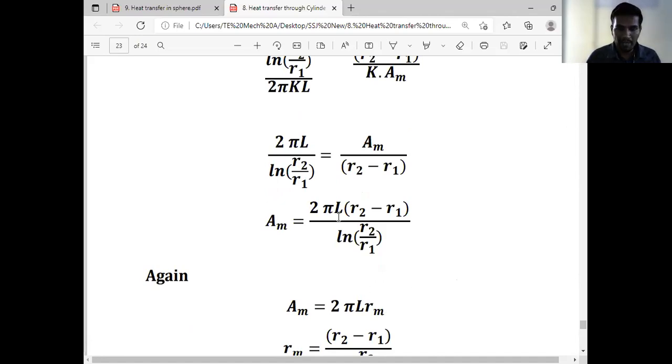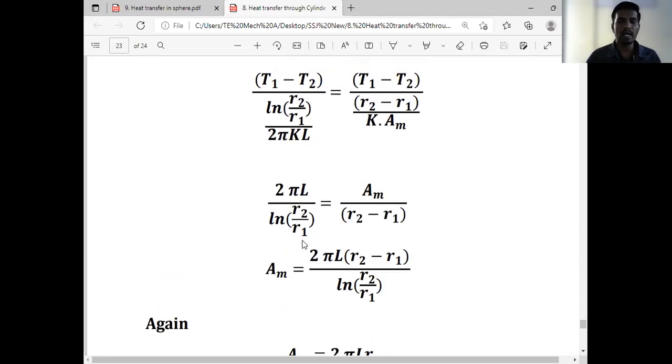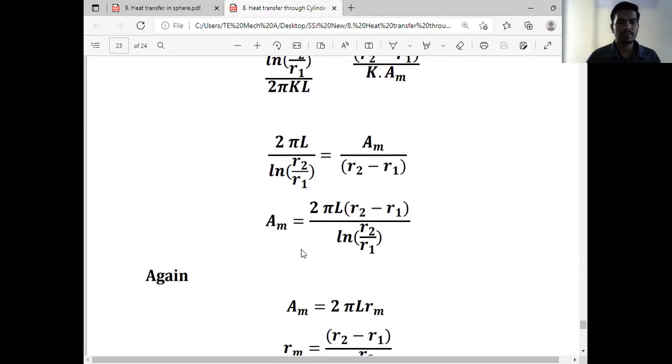Okay, so by comparing these two equations, okay, what is our final equation? AM is equal to 2 pi L into bracket R2 minus R1 divided by ln of R2 by R1. Okay, and from the area of the cylinder, AM is equal to 2 pi L into RM. So we have to compare these two equations. So by comparing these two equations, what is the value of RM? Can anyone tell me?